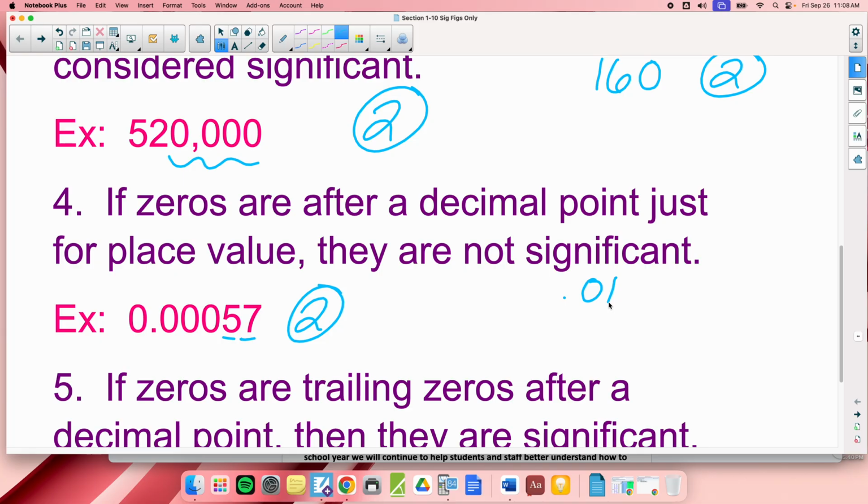Just 1, right? Okay. That 0 is there just to make it small. But this is where two rules kind of go against each other.